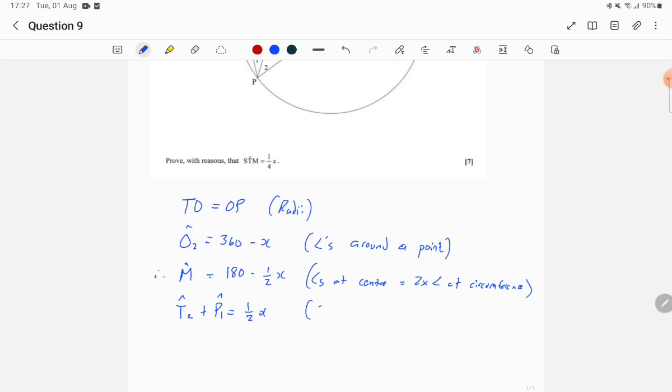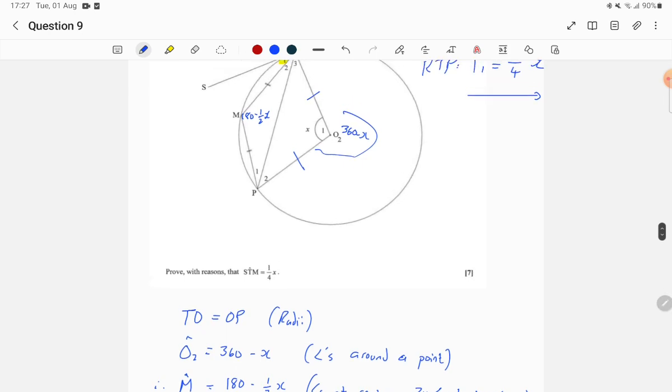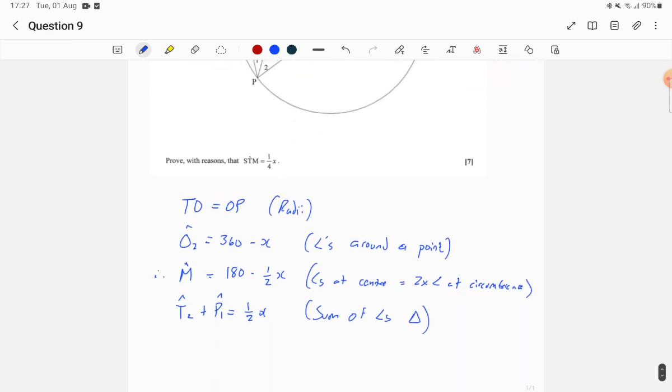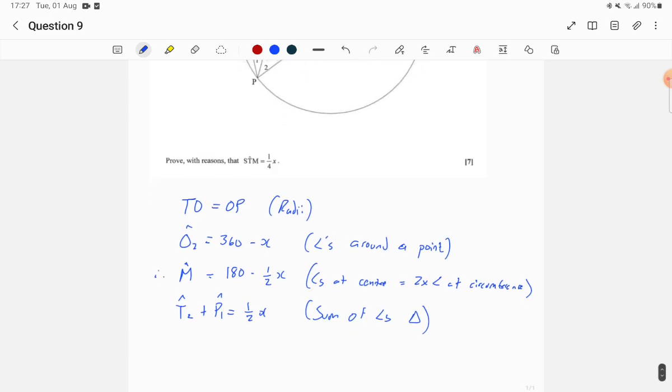And how do we get that? That's the sum of angles in the triangle. Because if we take 180 minus half X plus half X, we get 180. So these two added together should give you half X, to cancel out that half X in M, to get 180 degrees for all three angles of that triangle. So therefore, if that is half X, then T2 is equal to P1, which is equal to quarter X. And the reason is angles opposite equal sides.